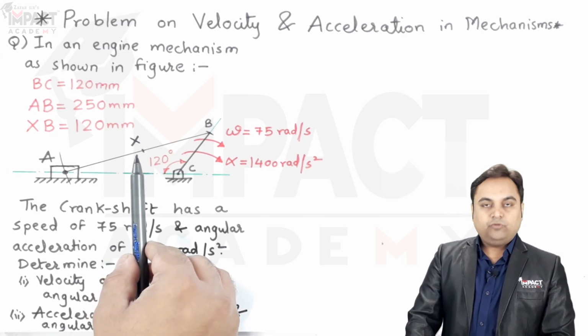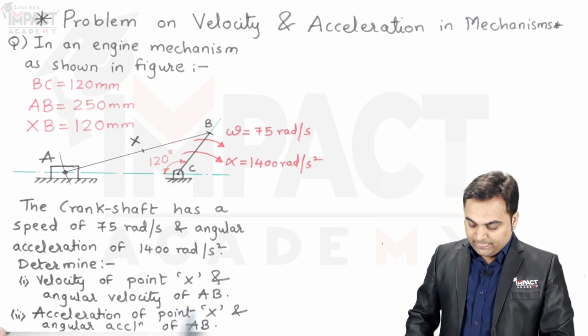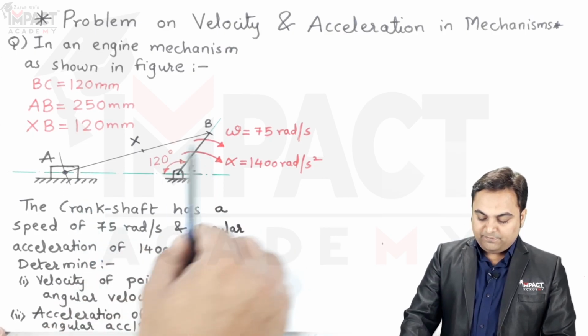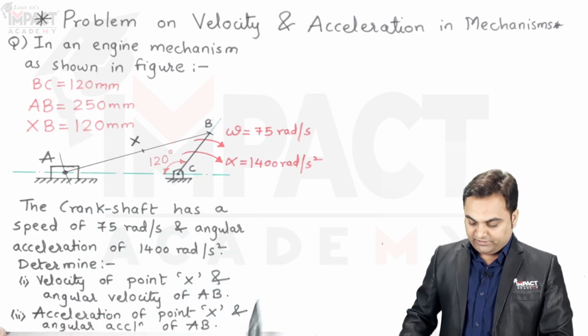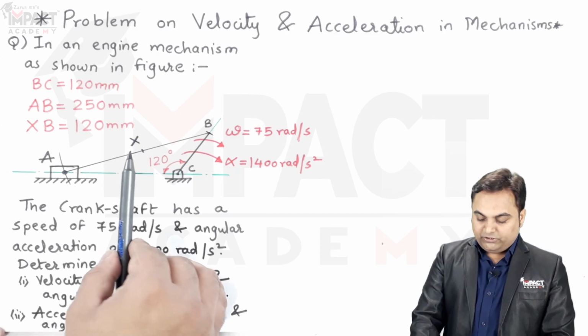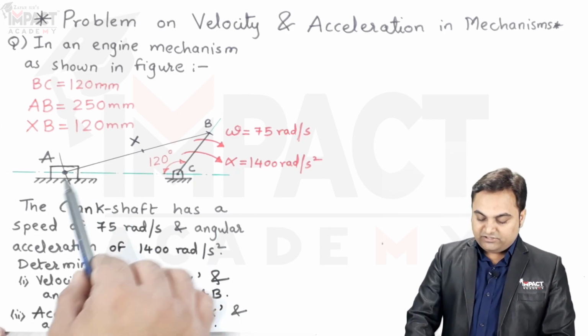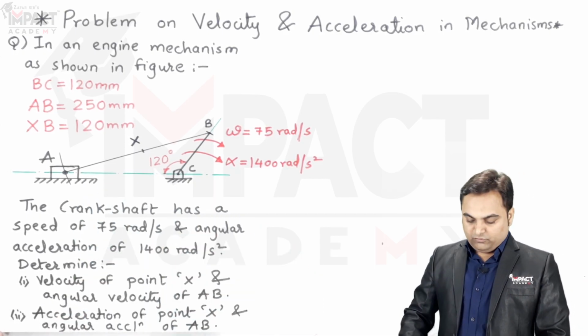We have to find out how much is the linear velocity of point X and angular velocity of link AB. We have to find out this angular velocity. Next, acceleration of point X and angular acceleration of link AB. So this is the question.